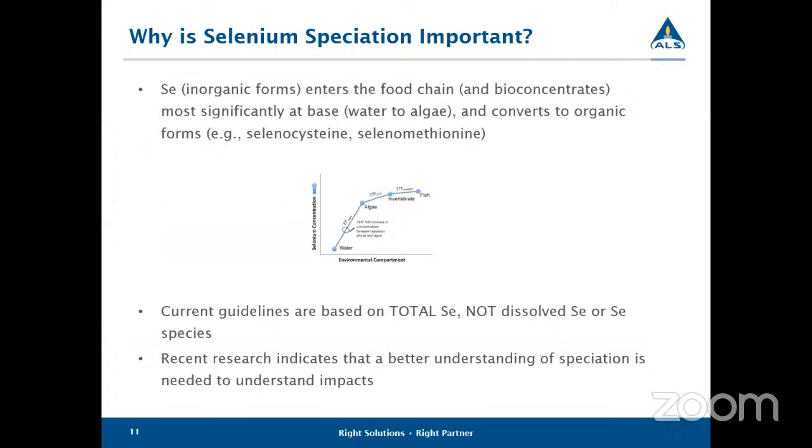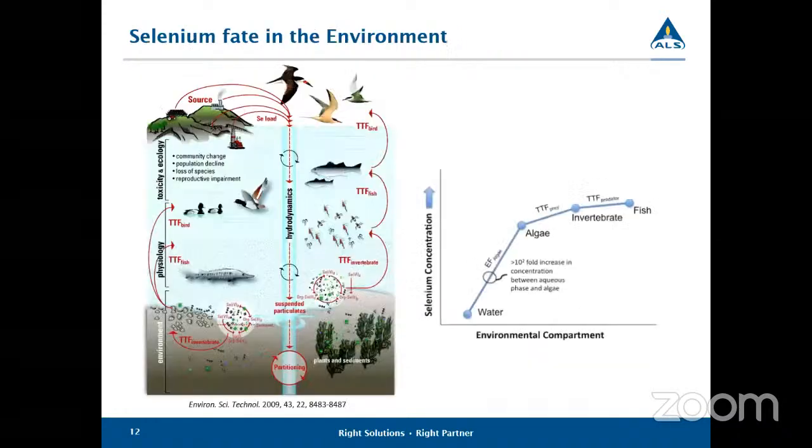Okay, so why is selenium speciation important? All these regulations from the previous slides are for total selenium or dissolved selenium. So why is the speciation important? Well, inorganic forms of selenium enter the food chain and bioconcentrate. They get converted from the inorganic forms to some other forms of selenium, for example, selenocysteine and selenomethionine. Recent research indicates that a better understanding of the speciation is needed to understand the impacts. So in order to predict the behavior and impact of selenium in the environment, including how bioaccumulation to toxic levels can occur, the concentrations of selenium species need to be understood.